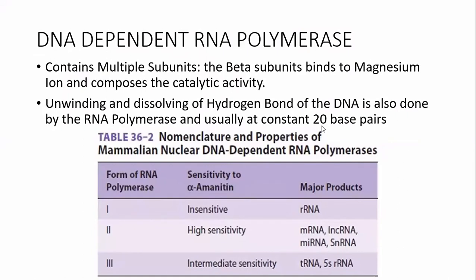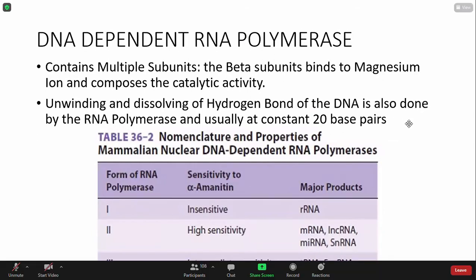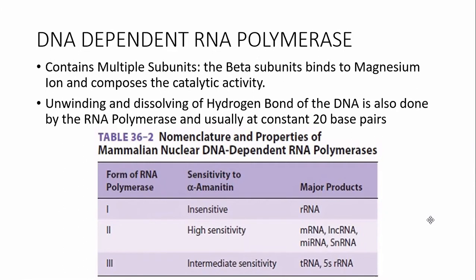Now, what is DNA-dependent polymerase? It has many subunits that bind to magnesium ion and compose the catalytic activity. I said earlier that it unwinds and dissolves hydrogen bonds, usually 20 base pairs. So what they are really used for is coding. It depends on what they will code.